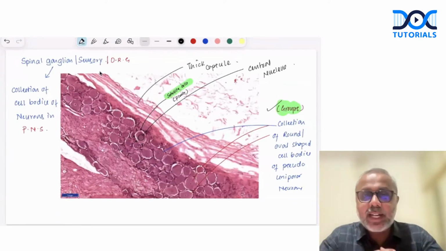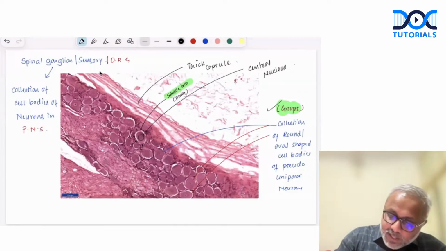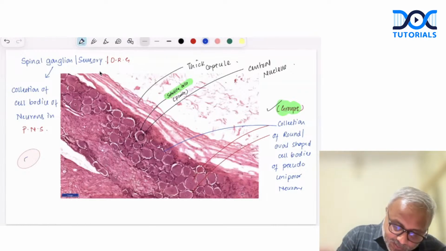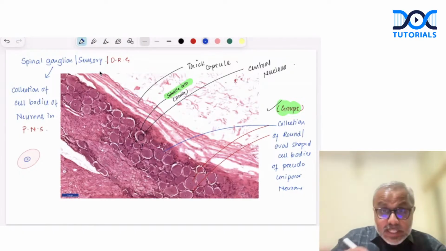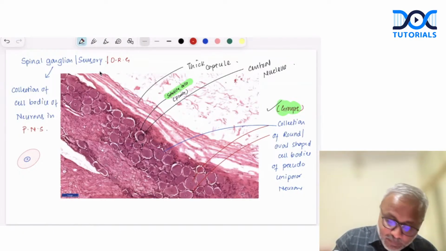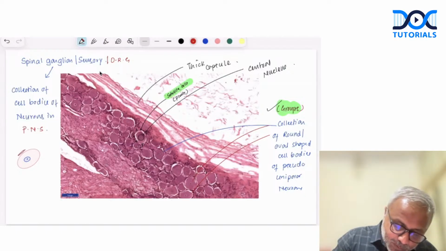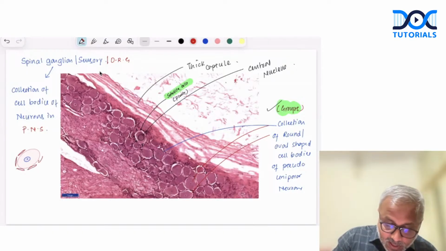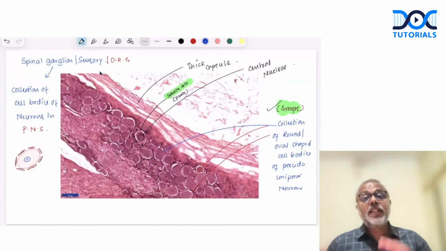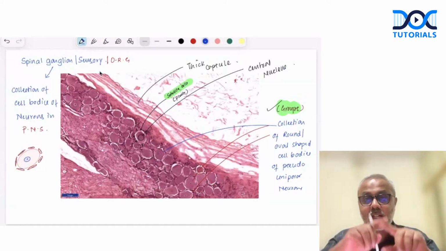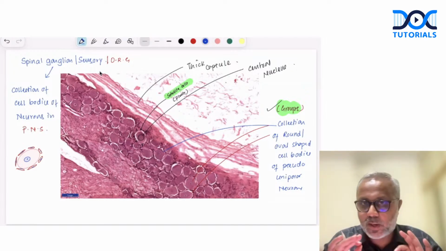right? Now, what are these satellite cells? Imagine we have, this is the cell body of a neuron, right? This is how it looks. And it has the central nucleus with a prominent nucleolus, right? The cell body is in turn covered by one more flattened type of cell surrounding it from the periphery. Now, these are what we call the satellite cells, and these have their own nucleus, right? This is how the typical appearance of a pseudounipolar neuron cell body with satellite cells will look.